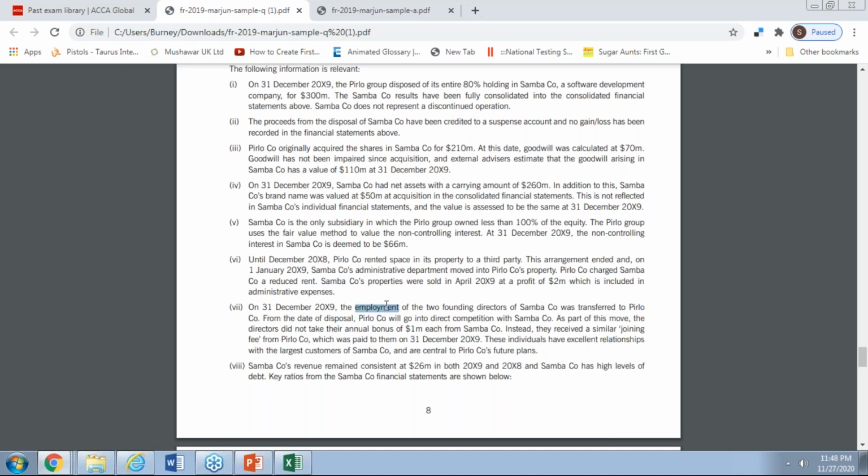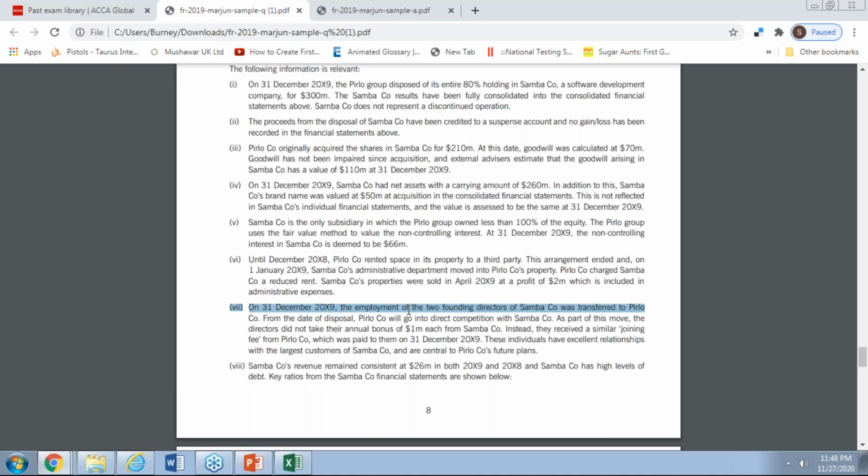Then it says on 31st December 2009, employment of the two founding directors of the Samba was transferred to the Pillu company. So the two major founding directors of the Samba, because we have sold the Samba company, but we have retained these two directors. So the company has retained these two directors and sold the Samba company. From the date of the disposal, Pillu will go into direct competition with the Samba company. As a part of this move, the directors did not take their annual bonuses of 1 million each from the Samba company.